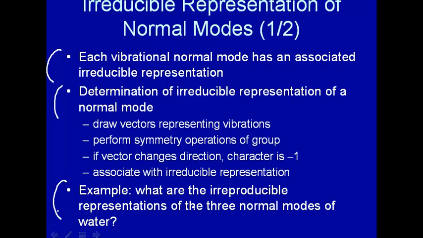What are the irreducible representations of the three normal modes of water? Irreducible, clearly I've misspelled that. Why does water have three normal modes? Recall that the number of normal modes is 3n-6 for a nonlinear molecule, which water is. Water has 3 atoms, so that's 3 times 3 minus 6, and that is equal to 3. So water has 3 normal modes.